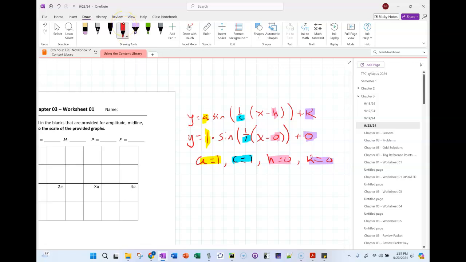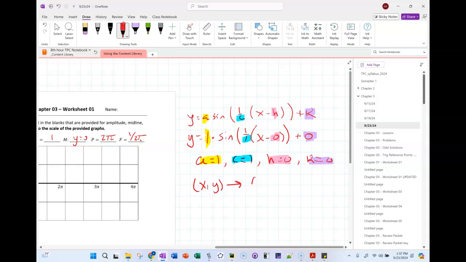So I know that the amplitude is the absolute value of A, so that's just 1. The midline is y equals k, so that's 0. The period is 2 pi times the absolute value of c, so that's just 2 pi. And the frequency is 1 over the period, so 1 over 2 pi. So far, so good.